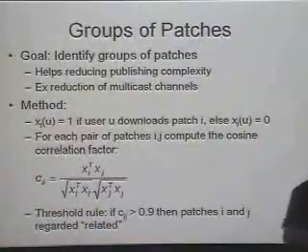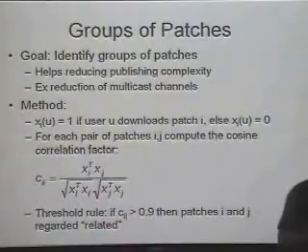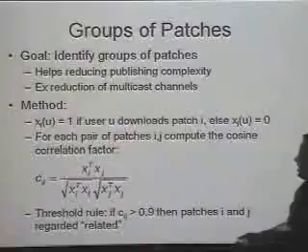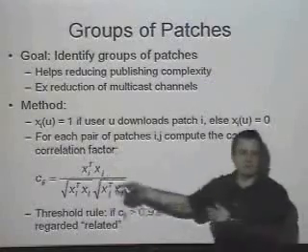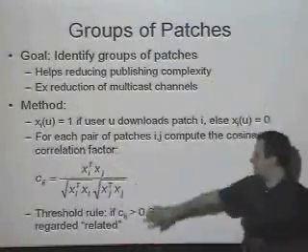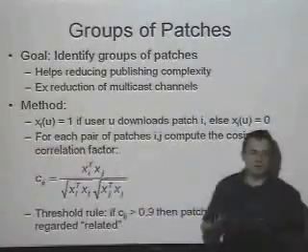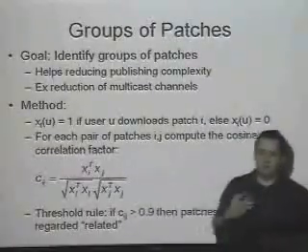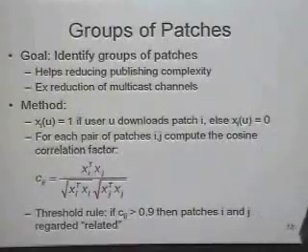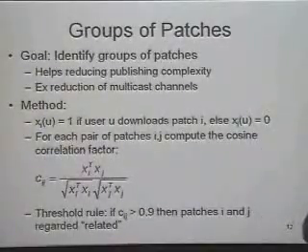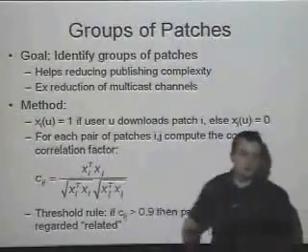Say you have a set of patches, and we try to infer the pairwise correlation between pairs of patches. For that purpose, we use a cosine correlation factor. What this actually means is that it can be seen as a geometric mean of 2 probabilities. One is the probability, conditional on you having downloaded patch I, that you download patch J, and the other is the other way around. You take the geometric mean of these two, which gives you a coefficient that is symmetric. It's a metric.